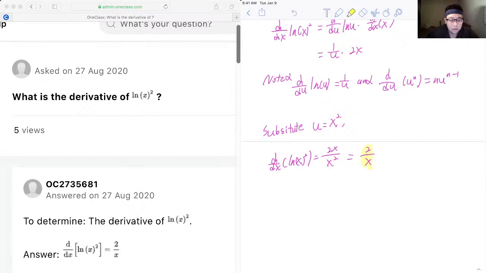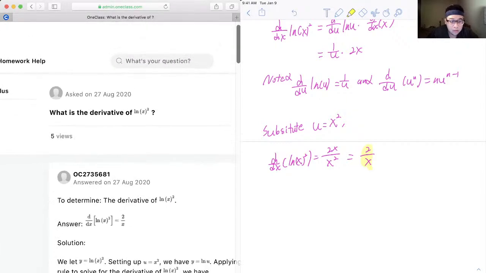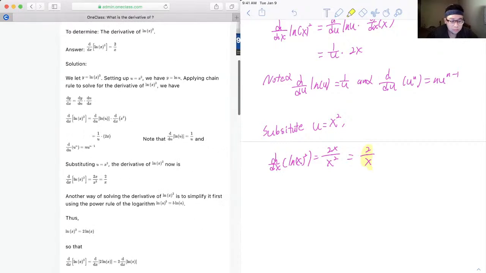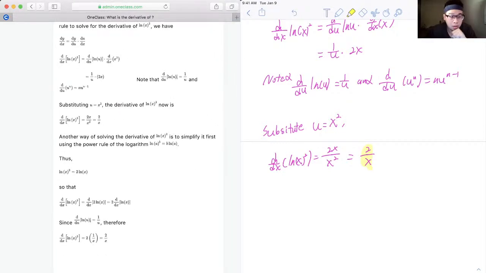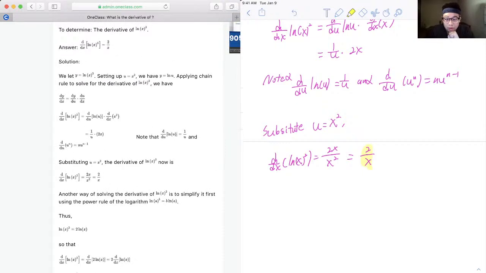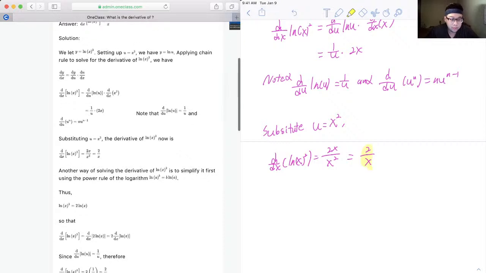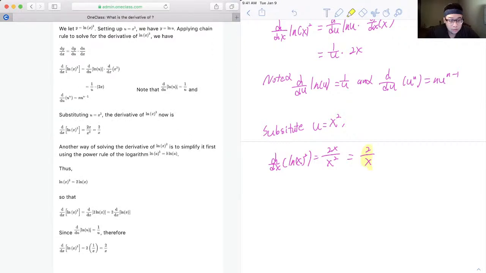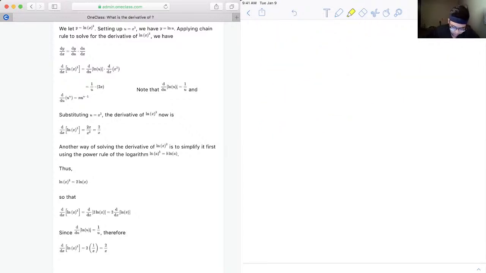And now let's leave a comment. Yep, so the way I just showed is just one way of solving this derivative, and you can also look at the answer right here. So another way to solve this is to simplify it first using the power rule of the logarithm, which is ln a to the exponent of b is equal to b ln a.